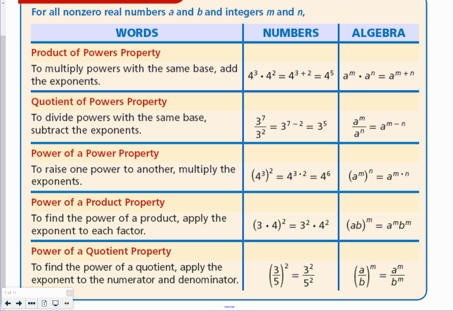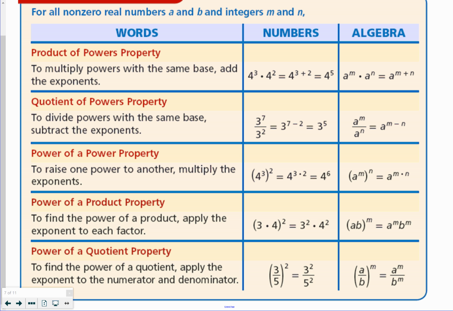Key thing I want to point out is when you're multiplying with the same base, what happens to the exponents? You add them. So if you're multiplying with the same base, the exponents add. That's something you need to remember. If you are dividing with the same base, the exponents subtract. This is a good one that students forget what to do.